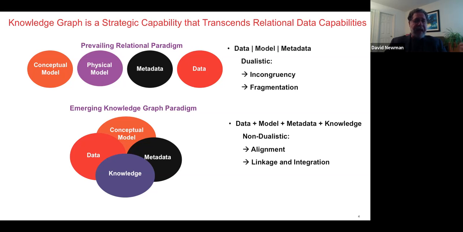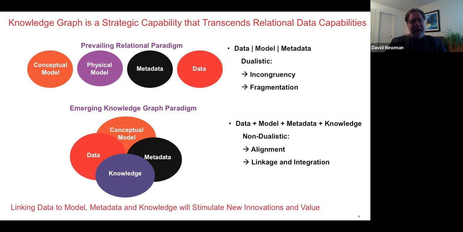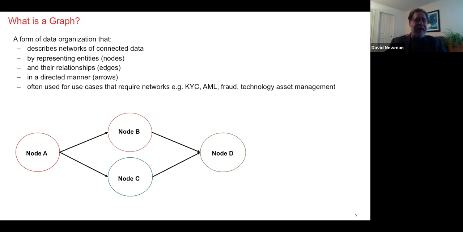So the ability to actually link knowledge to raw data, and I'll explain that a little further on, is a huge achievement. So linking the data to its model, to its metadata, and knowledge about that data is going to stimulate some very new innovations and tremendous business value. But let's dive into first what a graph is so we could better understand what a knowledge graph is.